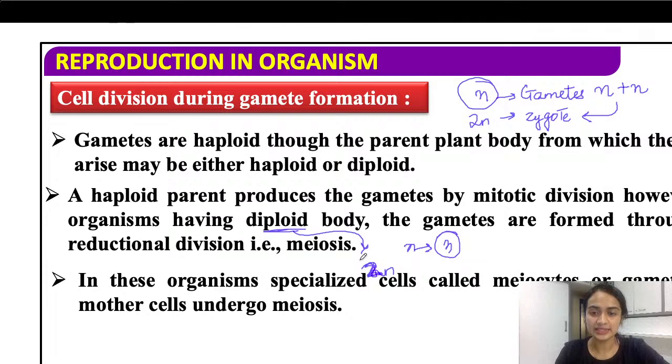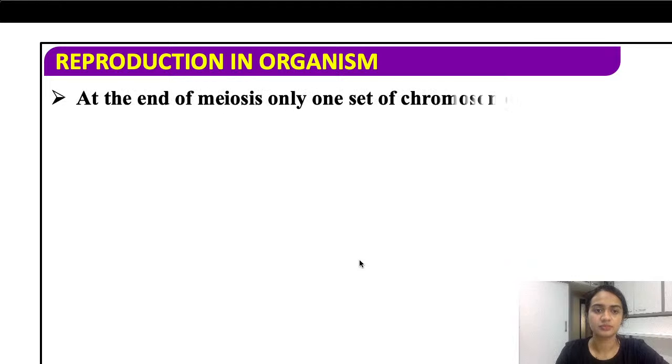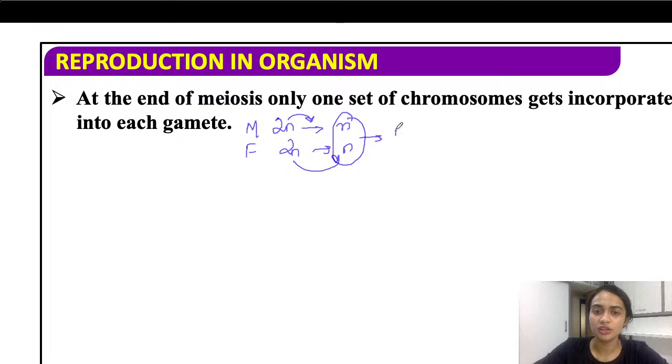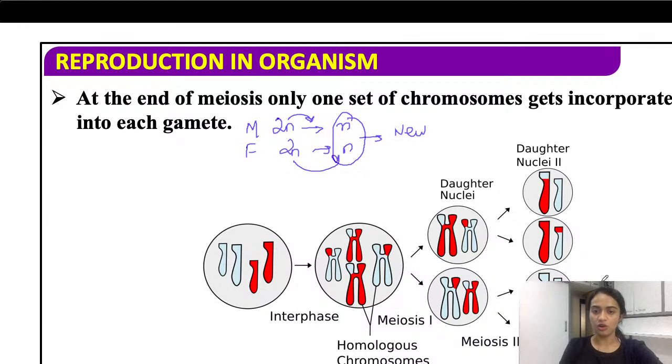In this organism, specialized cells such as meiocyte or gamete mother cell undergo meiosis. At the end of meiosis, only one set of chromosomes gets incorporated into each gamete. So there are two gametes, male and female. From the mother it will contribute n, and from the father n. So you get one set from here and one set from here, and this in whole will form a new organism. So 50%, 50%. This is the process of meiosis, and a very easy diagram representing meiosis 1 and 2.